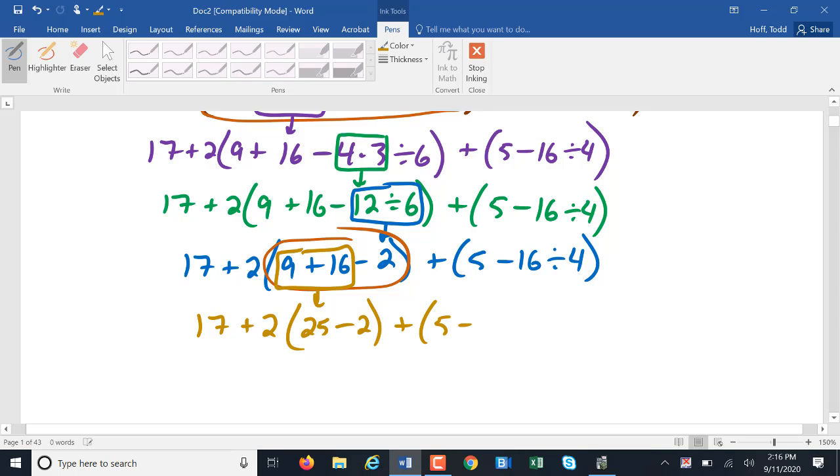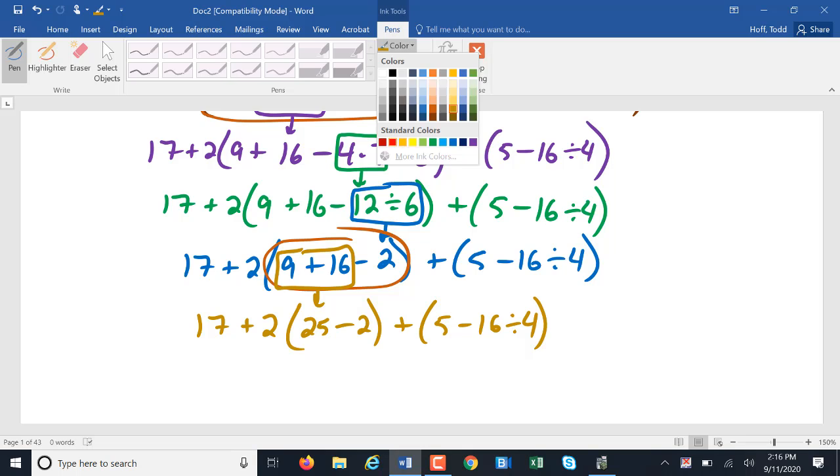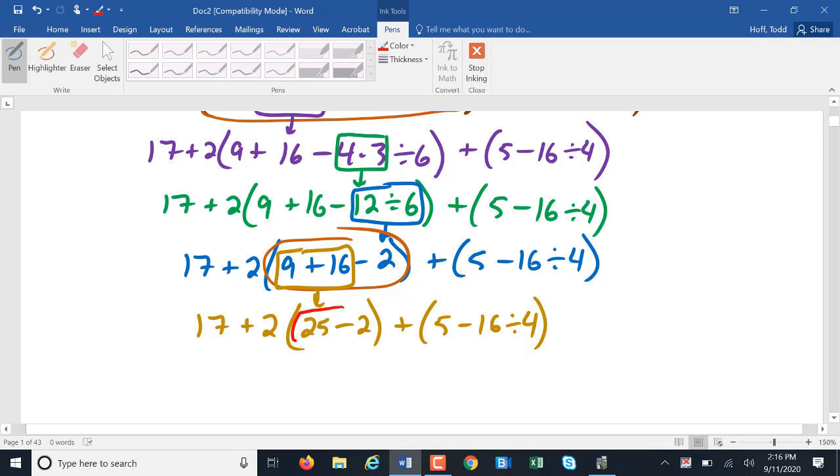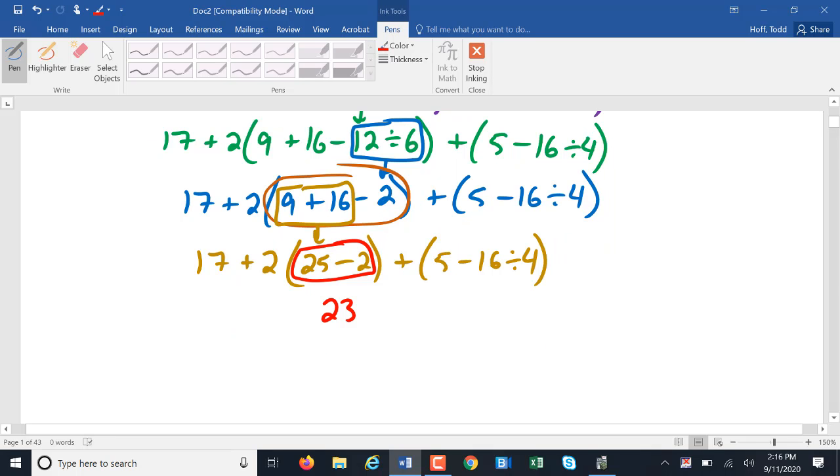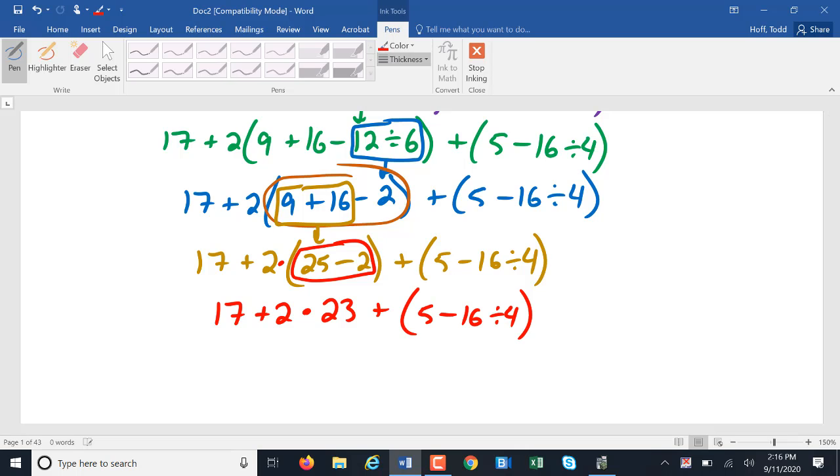Then of course next is the subtraction, which is 23. We can take out that parentheses. Do we have to put anything else in there? There is multiplication that's going to have to go in there. Now that set of parentheses is done. We're back out to the bigger problem. There are other enclosing symbols. We have another set of parentheses.